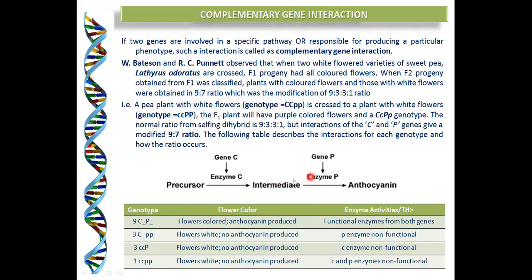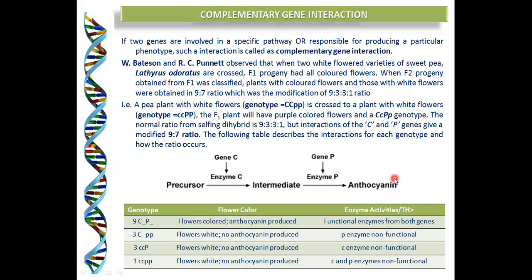Now if only dominant C is present and P is in recessive condition, then we will not get this further reaction. If P is in recessive condition, this further reaction will not be found. If the plant has genotype capital C and small p, we will get only white color flowers. Further reaction will not occur.